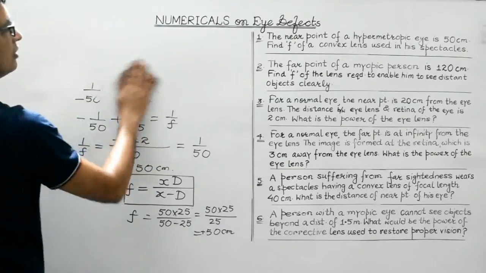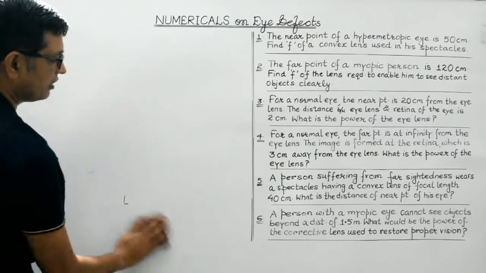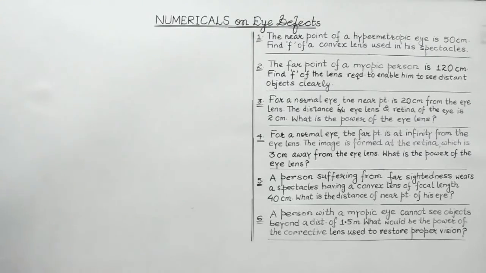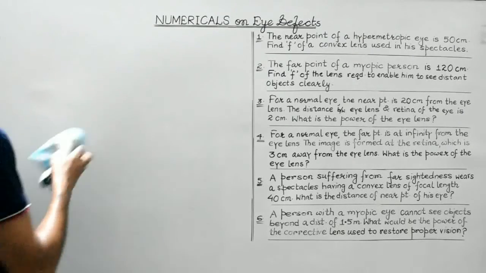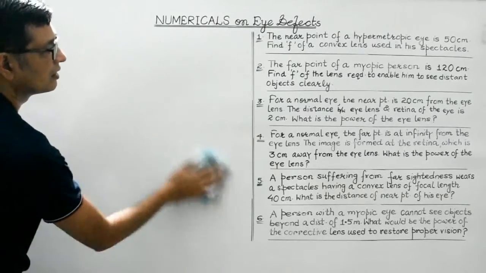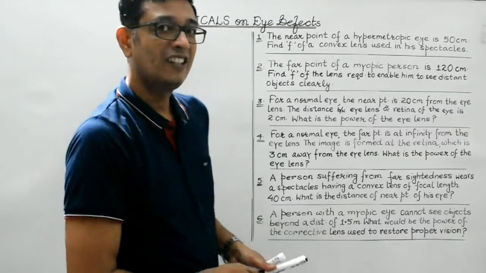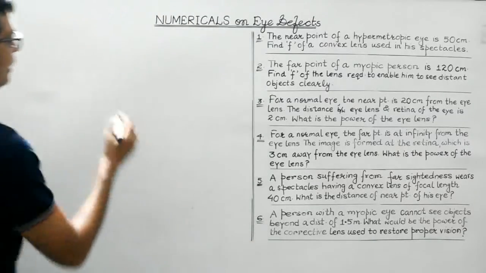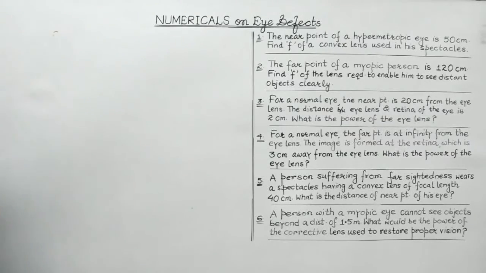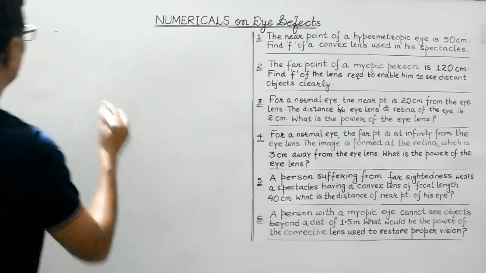Second question is, the far point of a myopic person is given to be 120 centimeter, and we are supposed to find out the focal length of the lens which will be required to enable him to see the distant objects clearly. So the previous question was based on hypermetropia. This question is based on myopia. So let us deal with it. First we'll do it by conventional method and then we can make use of the formula directly, right? So, second one.